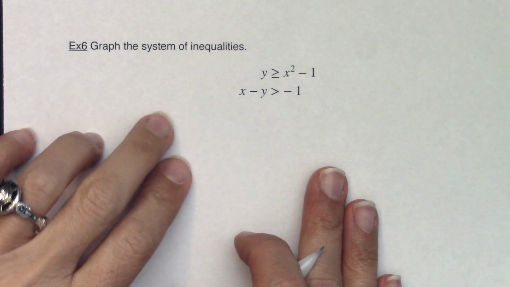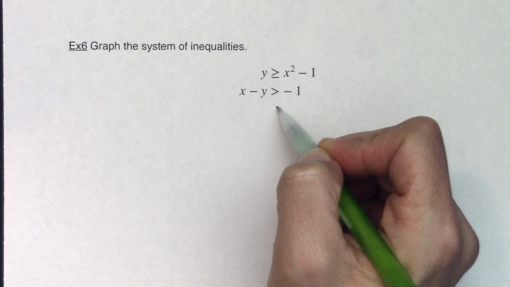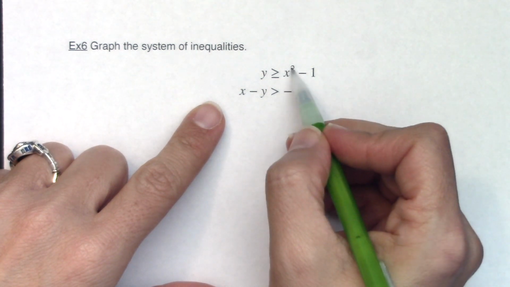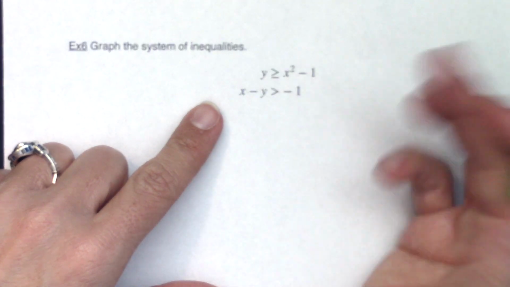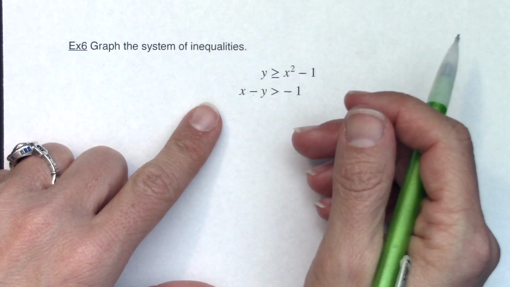Hey folks, welcome back to example 6. So I'm going to graph the system of nonlinear inequalities. And I say nonlinear because I've got an x squared term. This is a line, this is a parabola. So we're going to see where the line and parabola meet possibly, and then where's the feasible region.